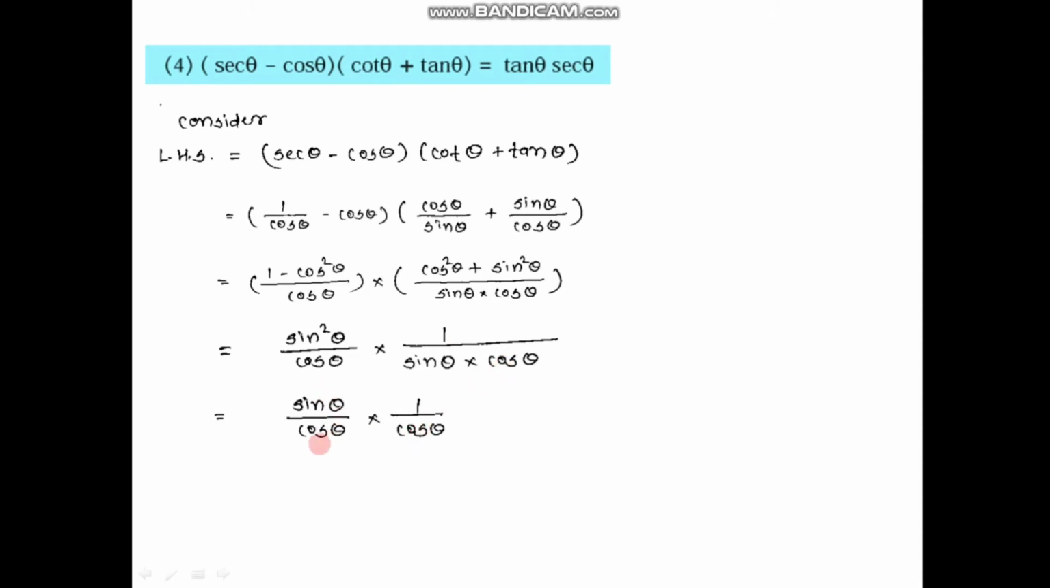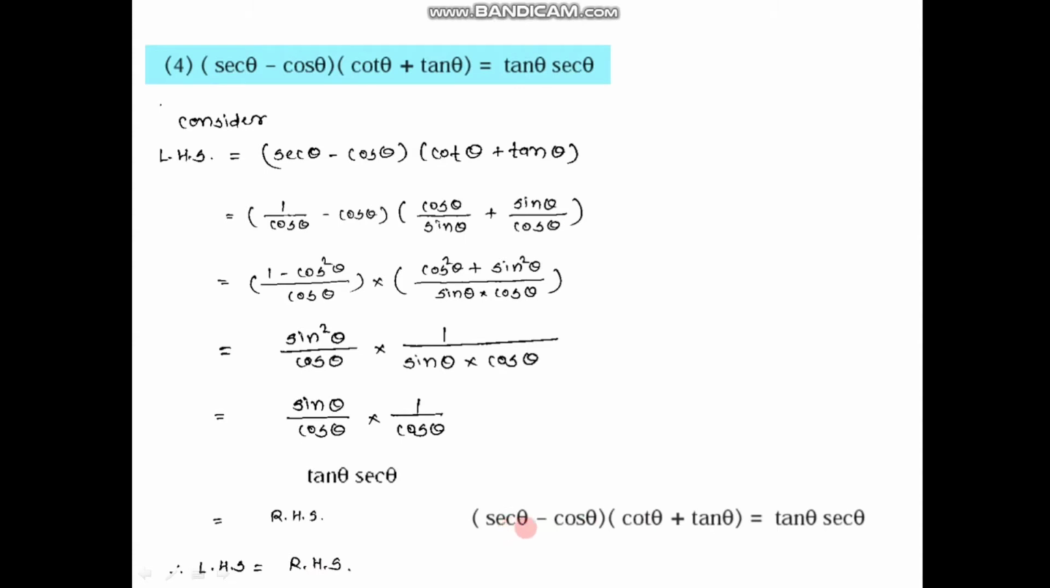So again here sin theta divided by cos theta, that's tan theta, into 1 by cos theta we get sec theta, as these two are reciprocals of each other. So here again we get the right hand side. So we have started with left hand side and we get right hand side, that's why LHS is equal to RHS, that is we wanted to prove sec theta minus cos theta into cot theta plus tan theta is equal to tan theta into sec theta.